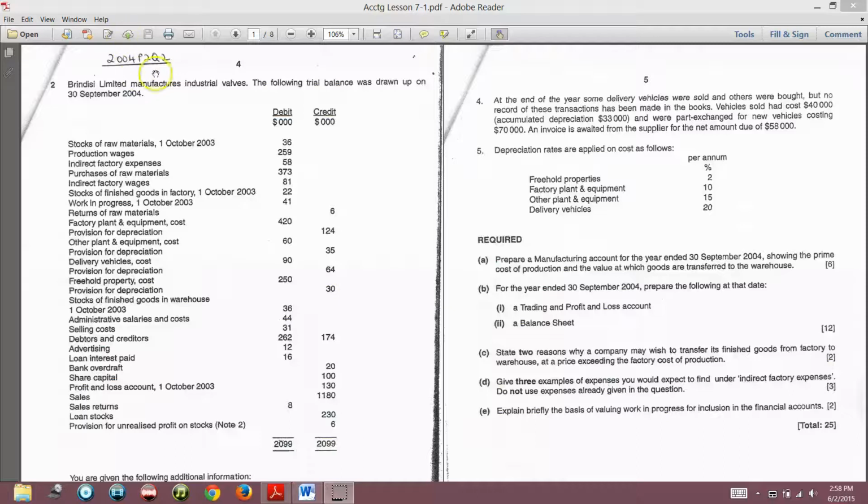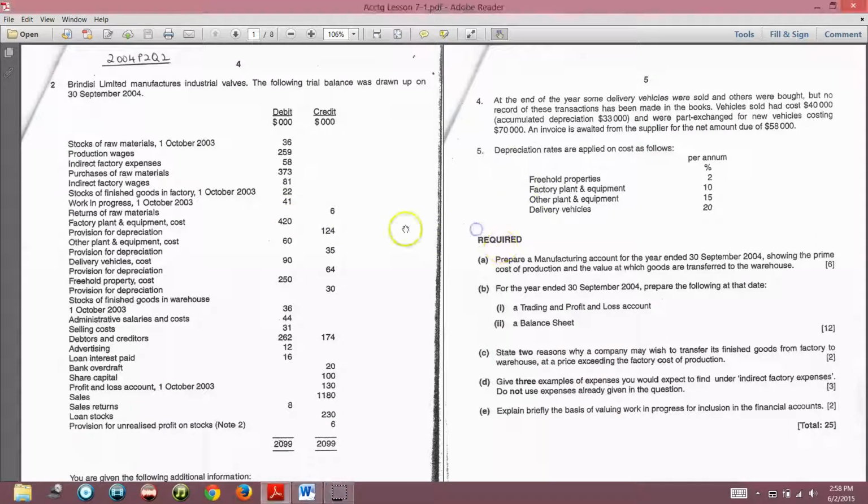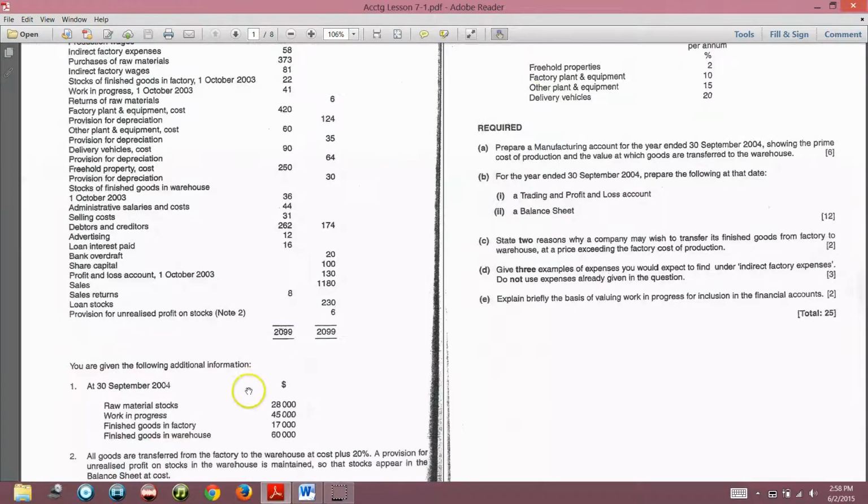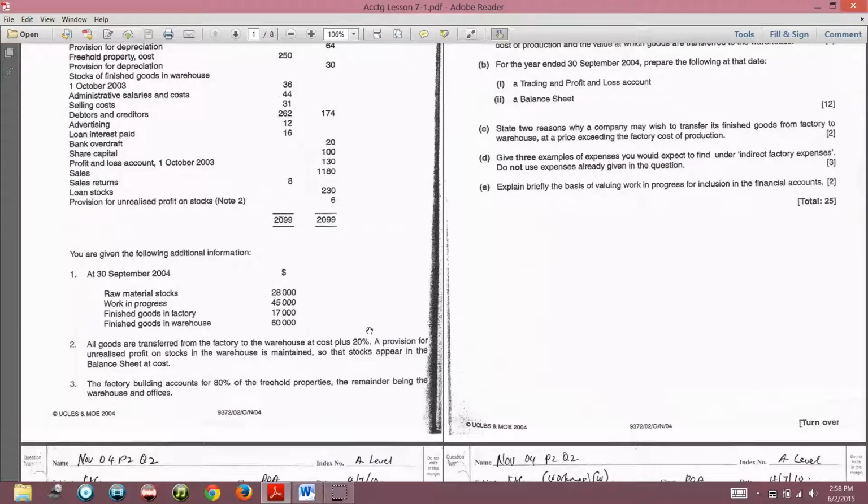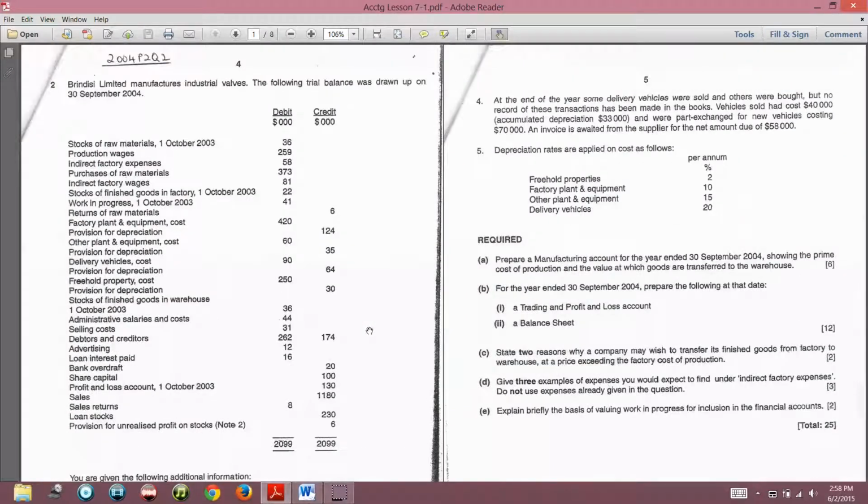This question, 2004 Paper 2 Question 2, looks very complicated. Okay, you see here you are given all the following additional information. So now let's see what the question wants. Part A: prepare a manufacturing account for the year ended 30 September 2004, showing prime cost and the value at which goods are transferred to the warehouse.